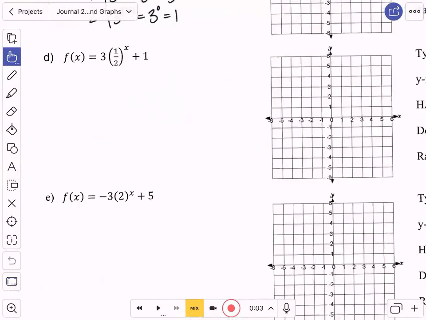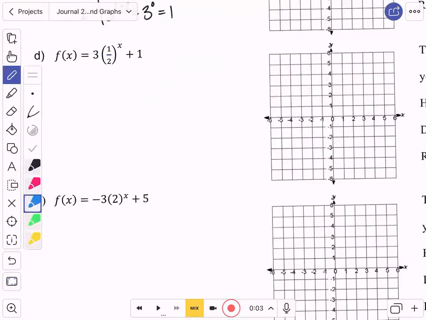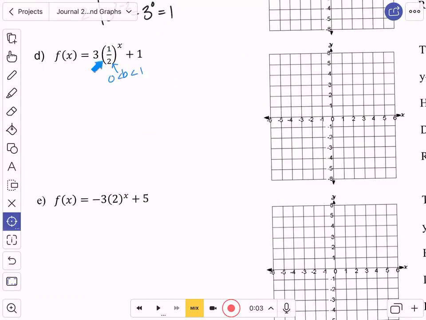Our next one here is a fraction as the base. So we mentioned before, if you have a base between 0 and 1, you probably have a decay. So I predict that this is probably going to be an exponential decay, even though x here is positive for the exponent. But if you have a number in between 0 and 1, you'll probably get an exponential decay.